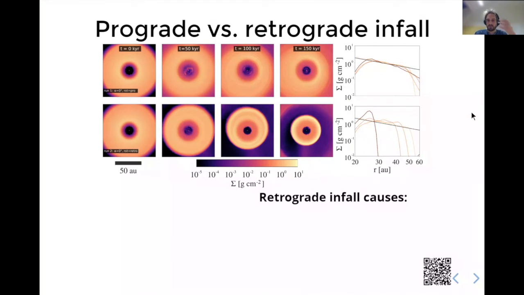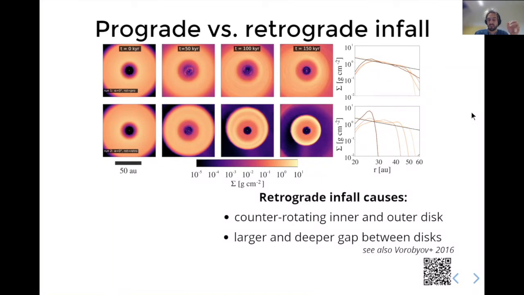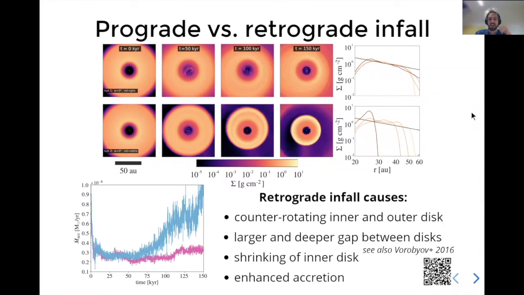To summarize here, retrograde infall causes counter-rotating inner and outer disks. It also creates a larger and deeper gap between the inner and outer disk, which is possibly interesting, also considering transition disks. It causes shrinking of the inner disk, and it also has an effect on the accretion rate. So in the case of retrograde rotation, you have an enhanced accretion profile, as you can see here in the lower left.